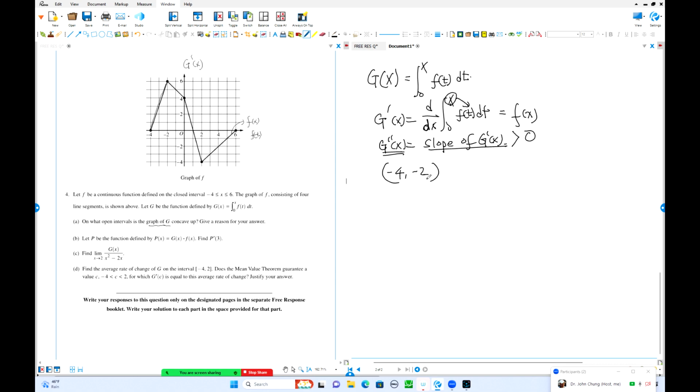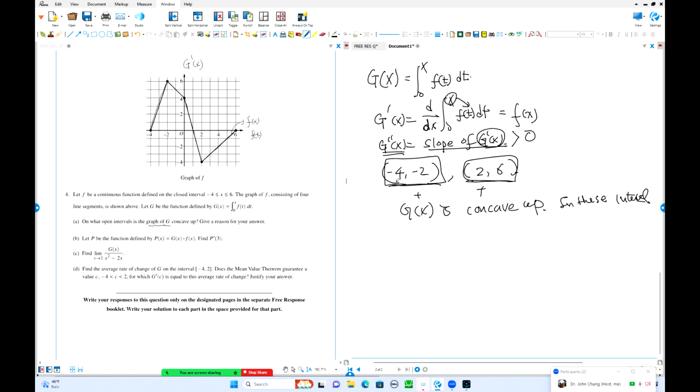In these intervals, the graph of G of x is what? Concave up, right? Another one, this slope is negative, all the way negative, concave down. From here to here, the slope is positive again, and another one is 2 to 6. The slope of G prime is always positive, that's right. In this case, G of x is concave up in these intervals.